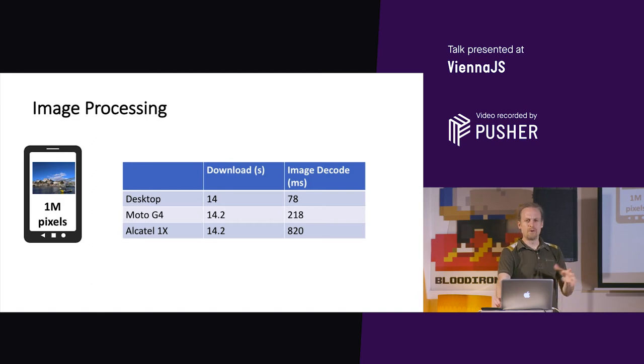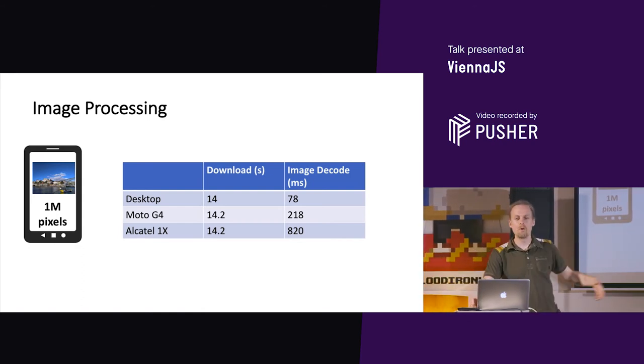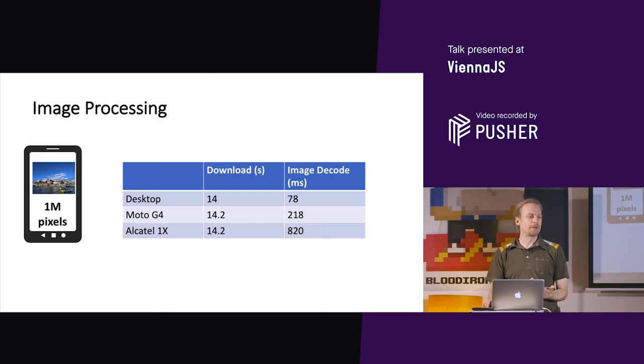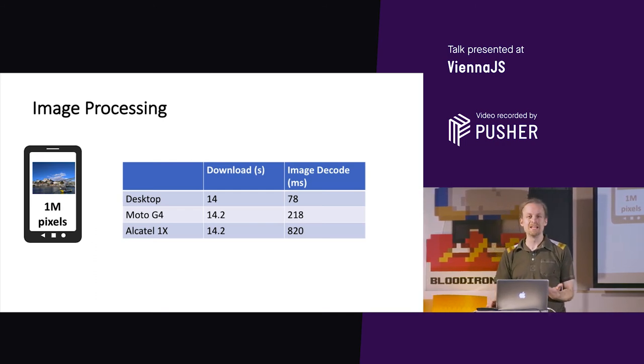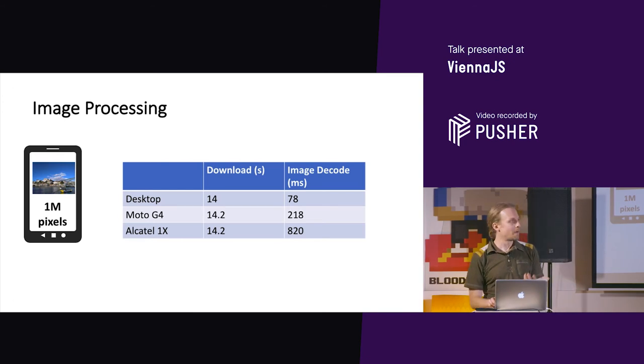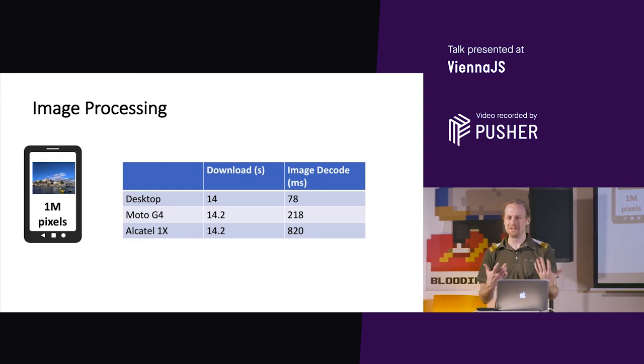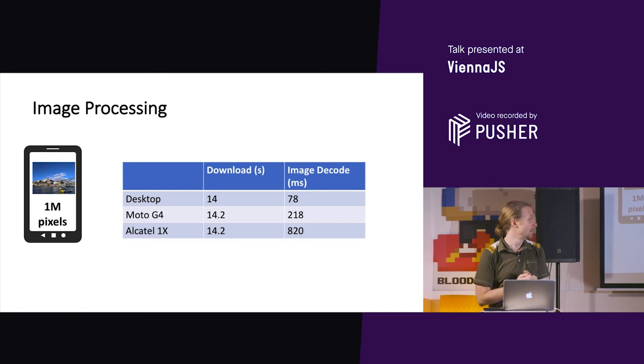On a Motorola G4, sort of a mid-range Android device, it took 200 milliseconds. On the Alcatel 1X, which was on sale last year, it's an Android Go device. It has a really, really crappy processor in it. It takes 800 milliseconds to throw away all of those extra pixels. So of course, the problem with that is it's just making your web page appear even slower. It probably also causes the phone to heat up because the CPU is firing, draining the battery faster. It can really hurt people who are on really low-end devices.